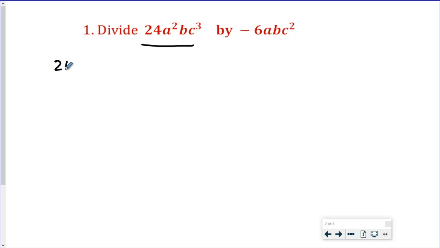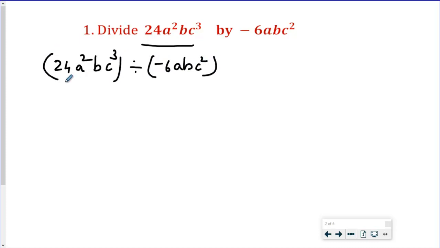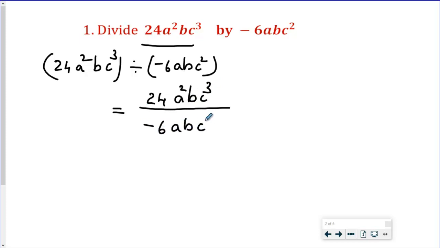So, here first you can write the first polynomial 24a square bc cube divided by minus 6a bc square. This polynomial we want to divide. For the division, first we write the first polynomial in the numerator, 24a square bc cube, divided by minus 6a bc square.